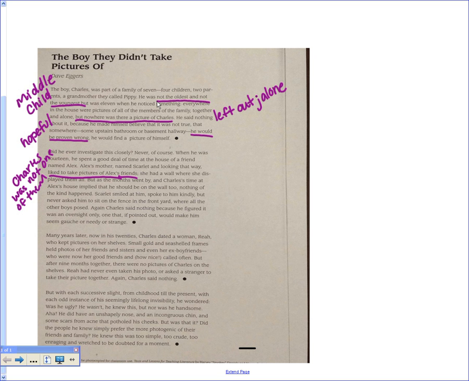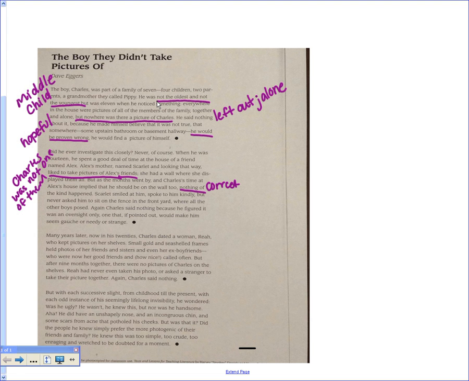She had a wall where she displayed them all. But as the months went by and Charles's time at Alex's house implied that he should be on the wall too, nothing of the kind happened. So I was correct. Scarlett smiled at him, spoke to him kindly, but never asked him to sit on the fence in the yard where all the other boys posed.